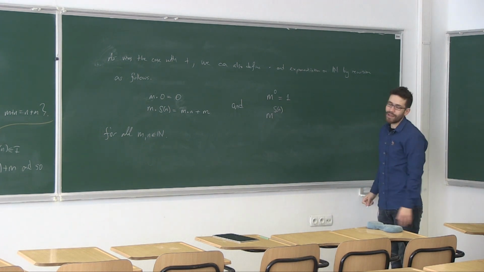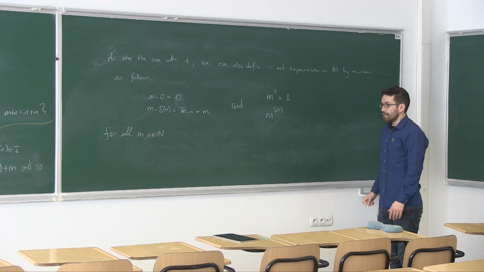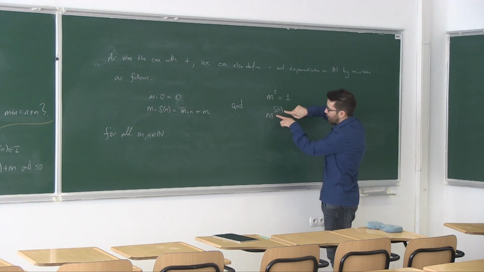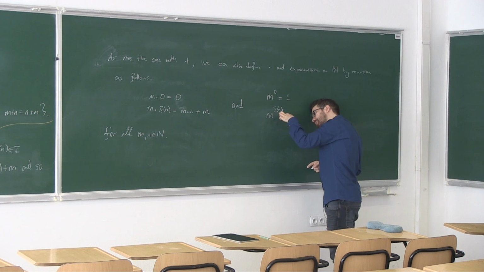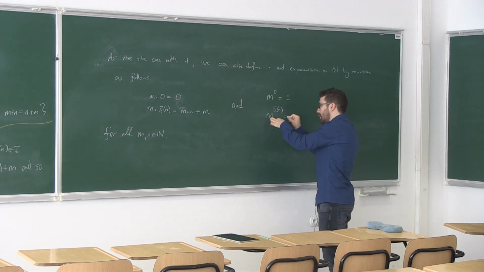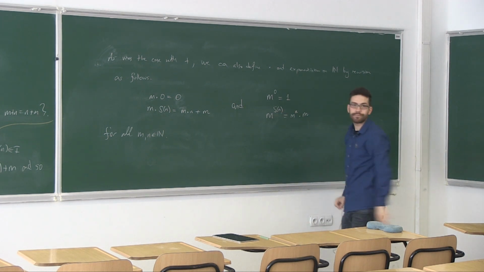What about m to the power successor of n? Again, I have this exponentiation. It takes 2 inputs, the base and the power. I'm doing recursion on the power. So m to the power s of n is m to the power n times m.